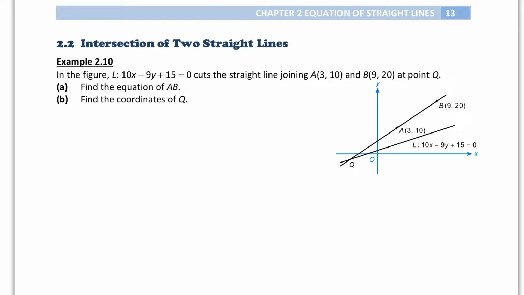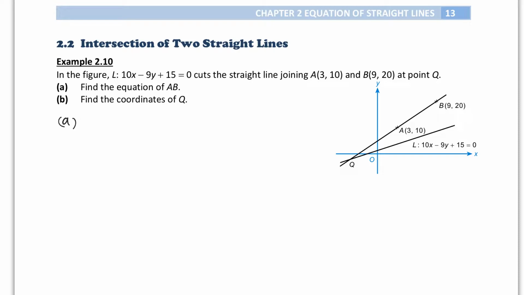Let's see example 2.10. In the figure, we have line L. We have another straight line passing through A and B and cutting L at Q. Part A asks you to find the equation of AB.